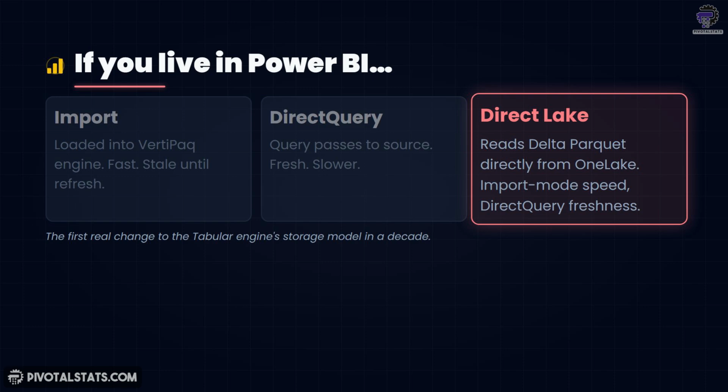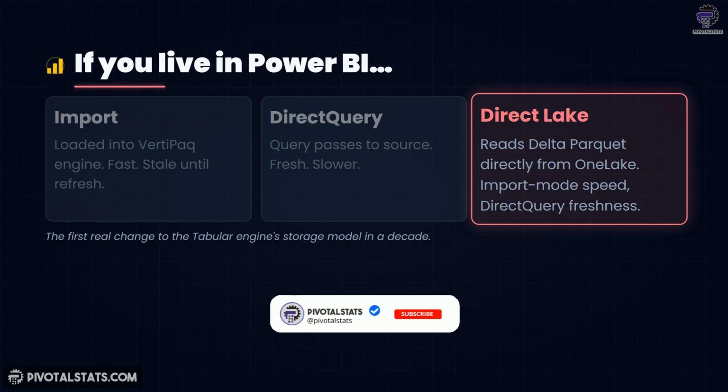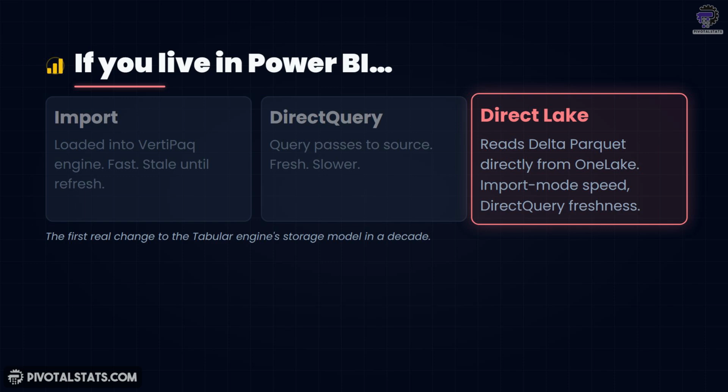Now there are caveats. Direct Lake has fallback behavior where under certain conditions it silently switches to DirectQuery. And that's where performance degrades. Composite models with Direct Lake have specific rules, and it only works against a lakehouse or warehouse source in OneLake. But when it works, it's the most significant change to the Power BI engine in years.